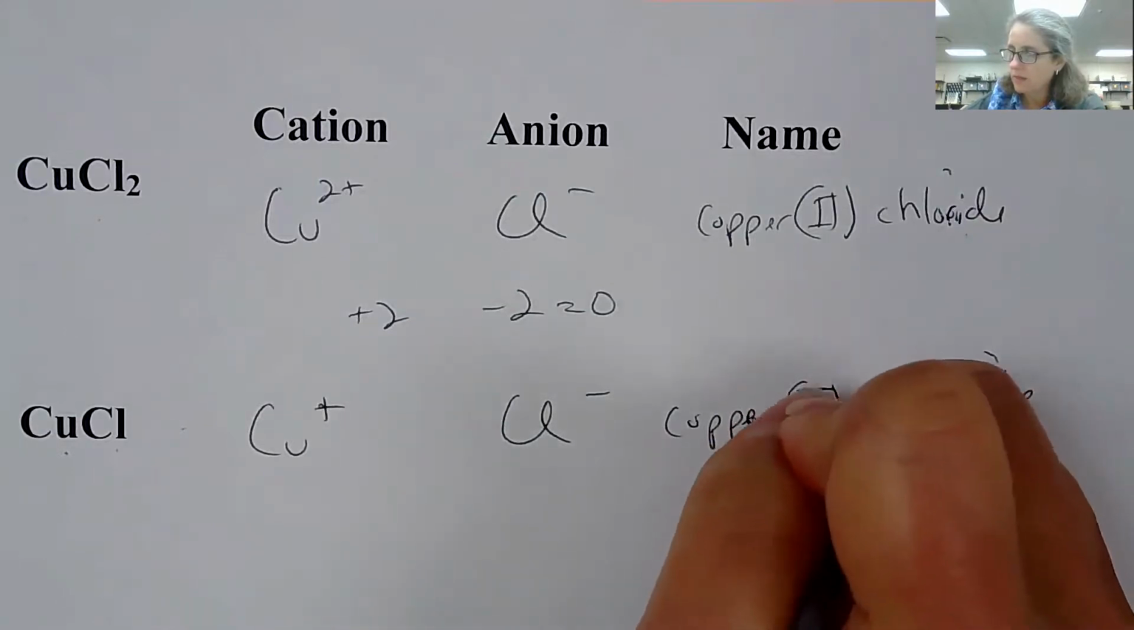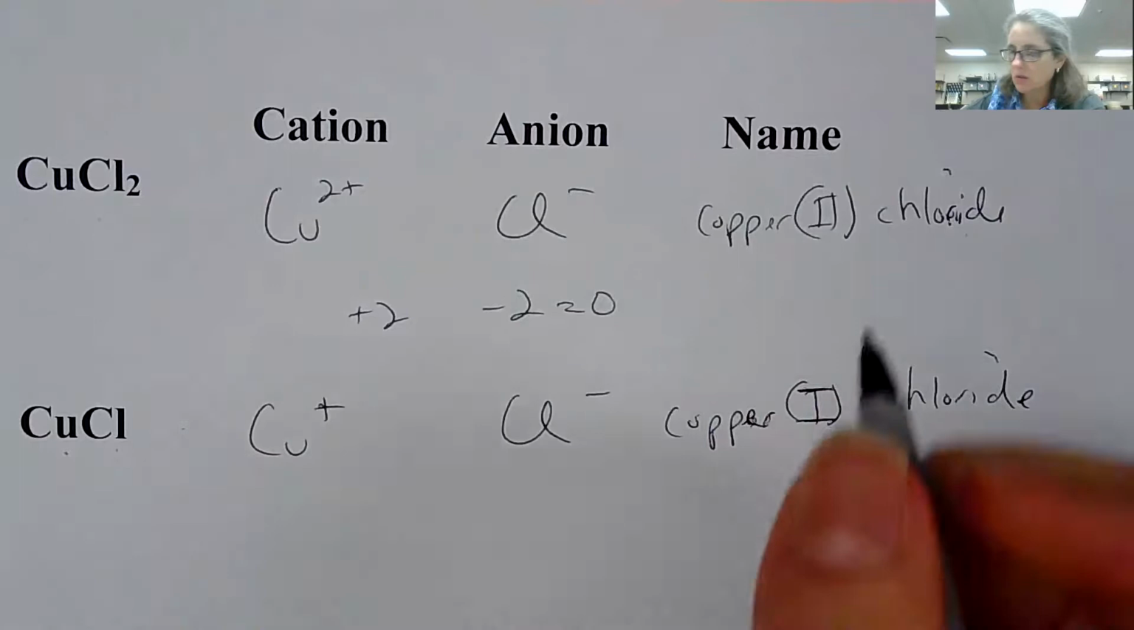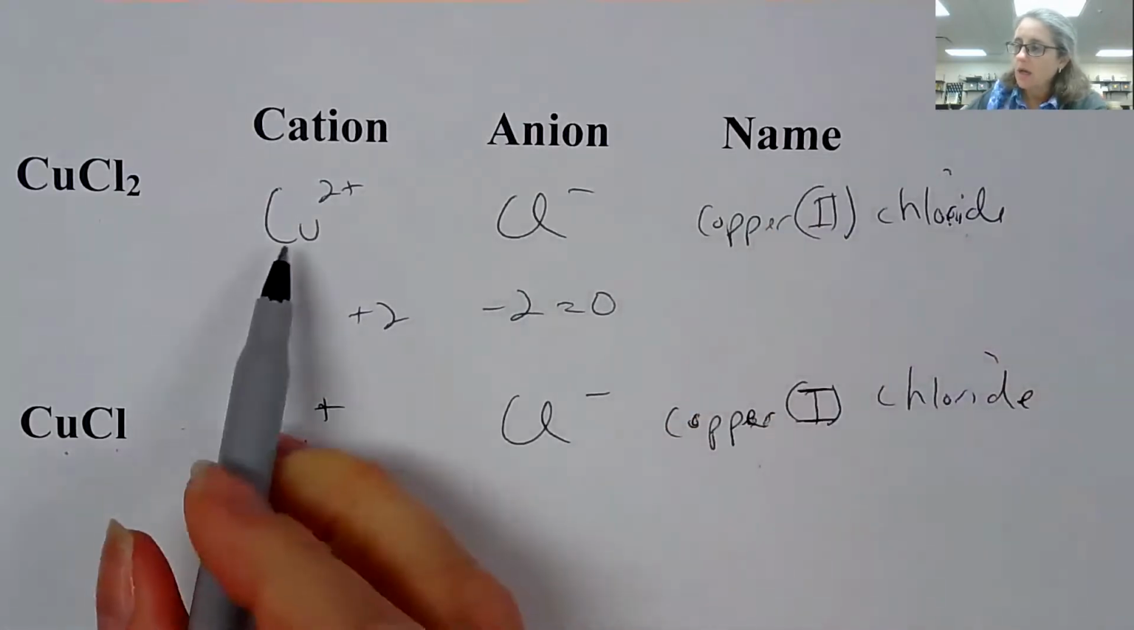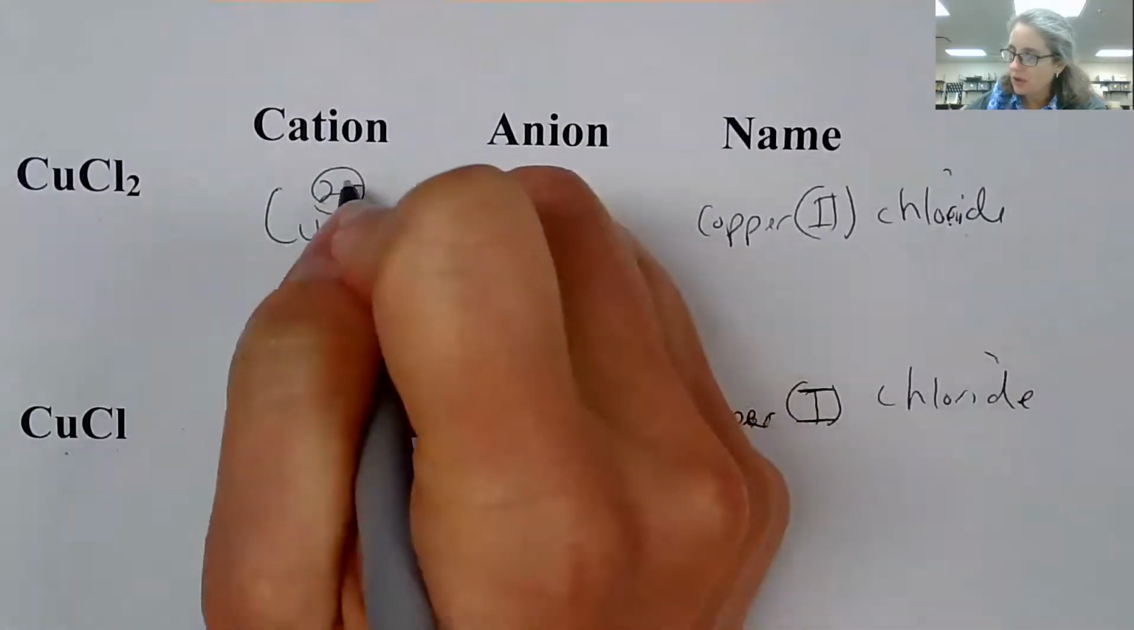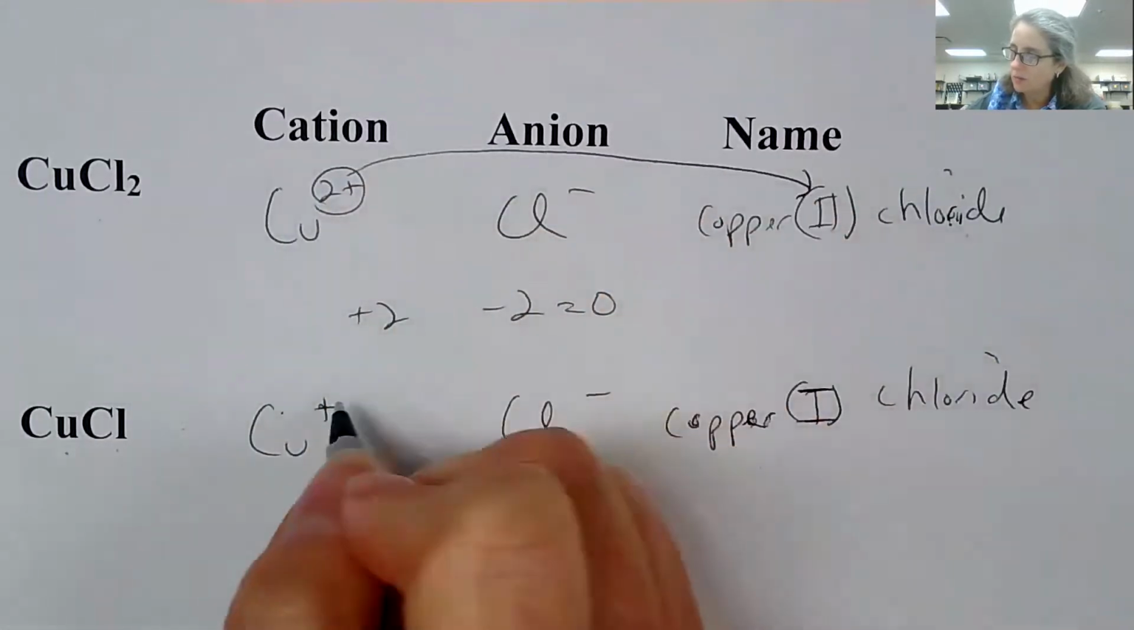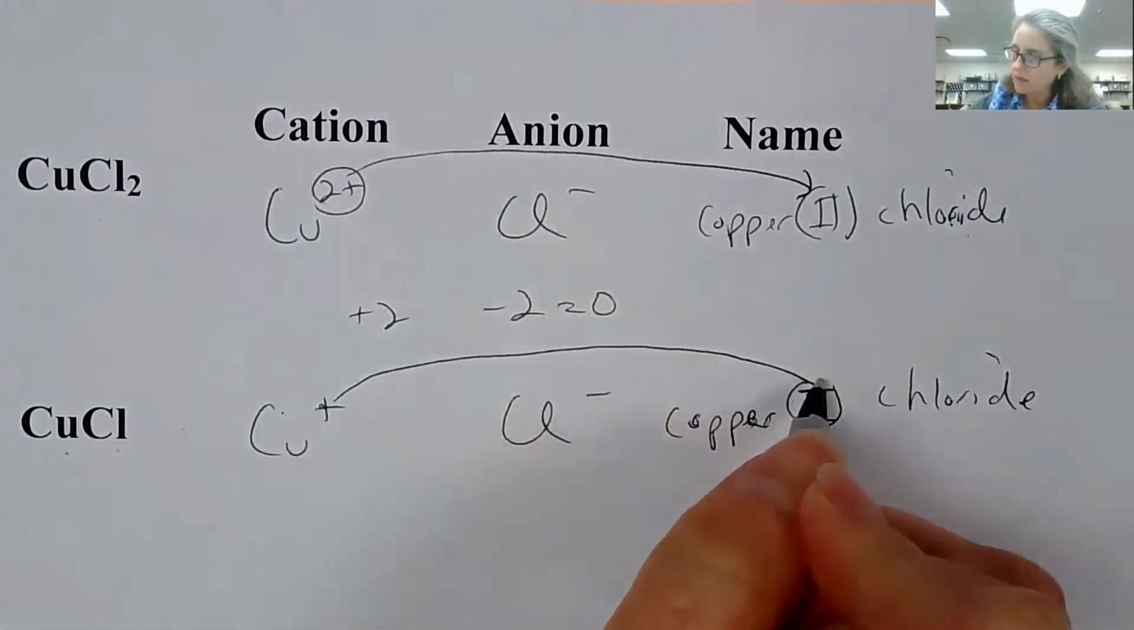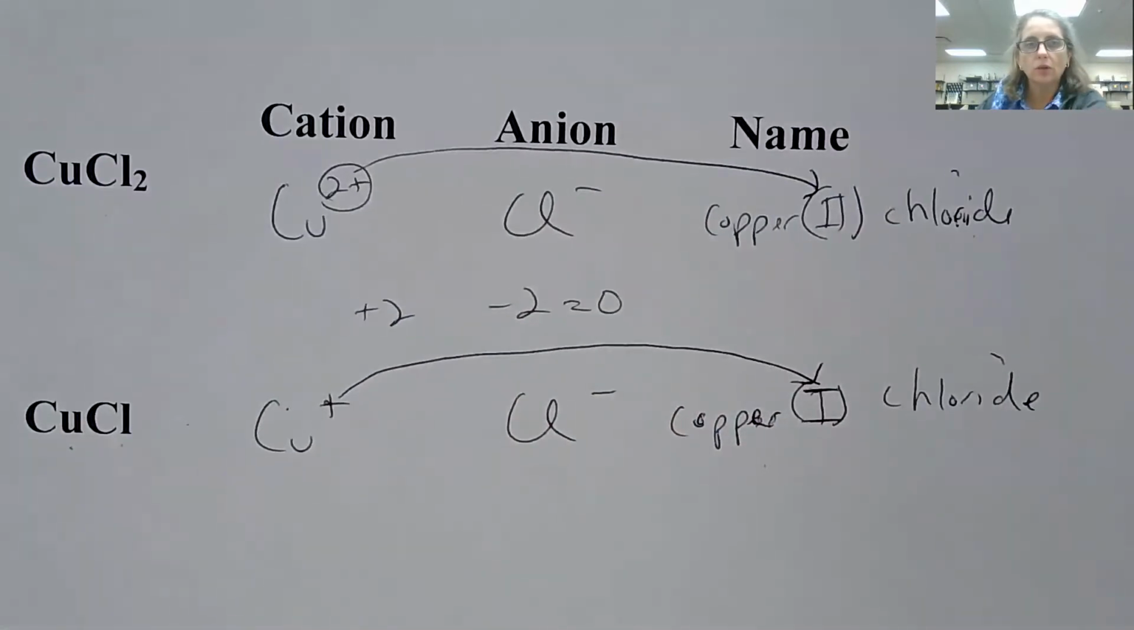Again, what we care about when we're naming with transition metals is the charge of the copper. This is the copper 2, so that's why I have the Roman numeral 2. This is the copper 1, so that's going to be copper(I) chloride. So that's how you name binary compounds.